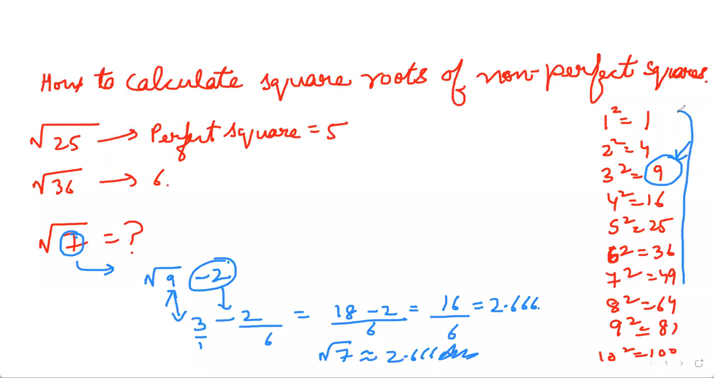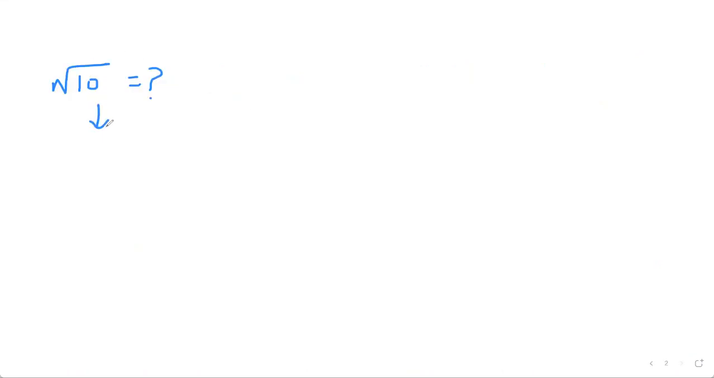Let's take one more example. Root 10. You need to find the value of root 10. Now see the squares. Root 10 is nearer to 9. You can split root 10 as root 9 plus 1. Value of root 9 is 3. Here you can write as it is, 1. Now you need to double this 3 and put it in the denominator, right? It means 3 into 2, that is 6.